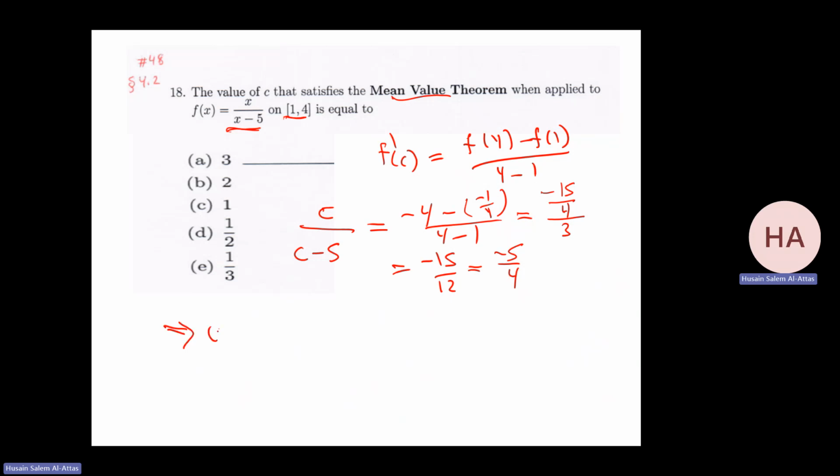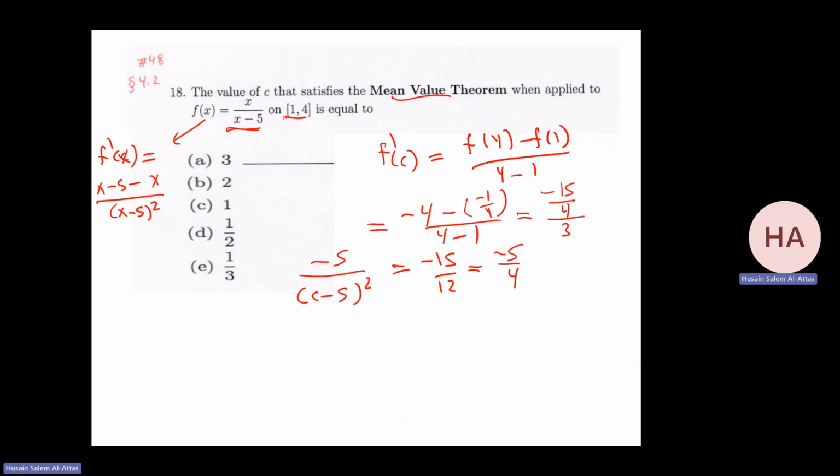So that means 4c equals minus 5. I did a mistake somewhere. I need f prime, not the c. Sorry, this side is okay, but this side is wrong. So what is f prime at c? f prime at x: derivative of the numerator, 1, times the denominator, minus derivative of the denominator, 1, times x, over x minus 5 squared. So that gives me minus 5 over c minus 5 squared. Okay, now I think it's okay.